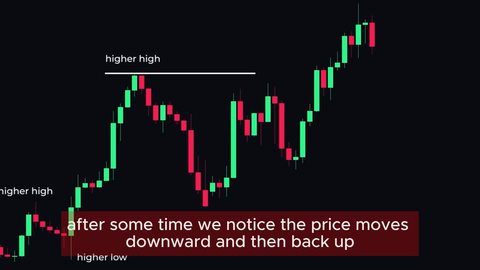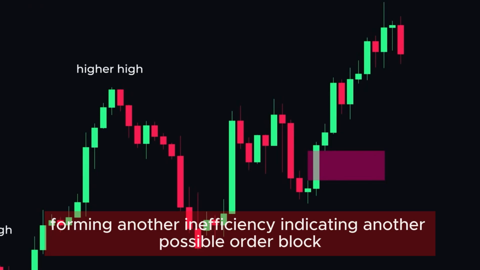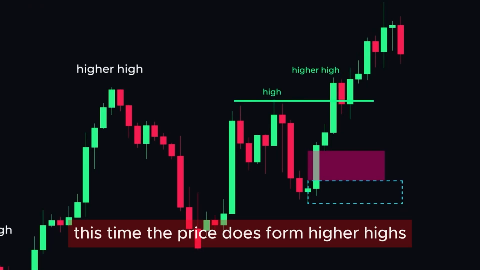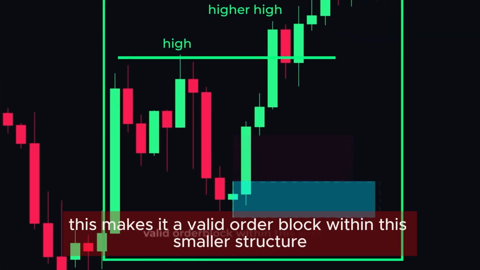After some time, we notice the price moves downward and then back up, forming another inefficiency, indicating another possible order block. This time, the price does form higher highs, but it's within a smaller structure. This makes it a valid order block within this smaller structure.